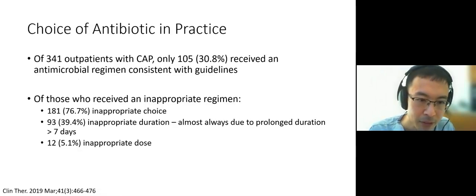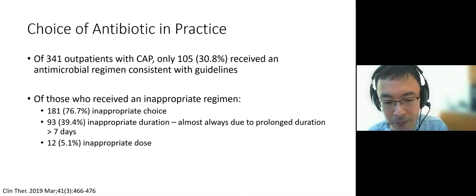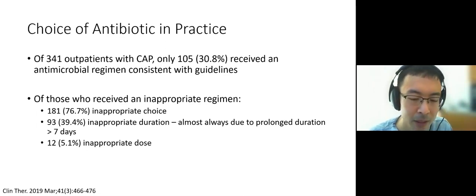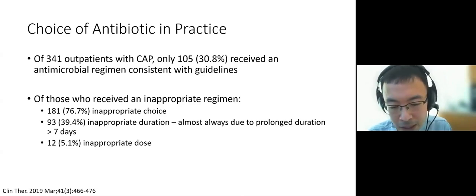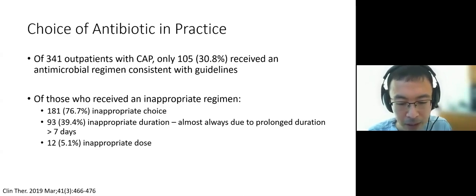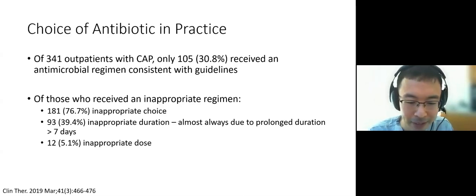But in practice, only about 30% of antibiotic prescriptions for CAP are considered guideline appropriate. The most common reason that the prescription is inappropriate is the wrong drug is chosen, 3/4 of the time. The second most common reason, at almost 40%, is the wrong duration was chosen, almost always due to excessive duration. Inappropriate dose was the less common problem. And these numbers add up to more than 100% because you could have the wrong drug and the wrong duration prescribed at the same time.